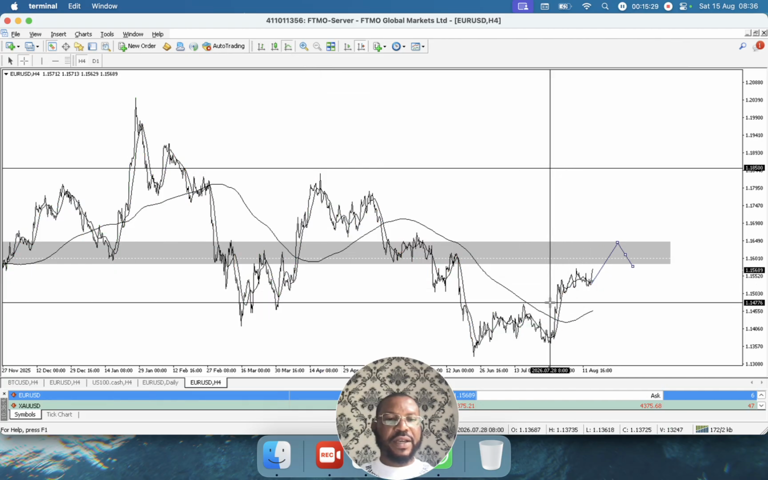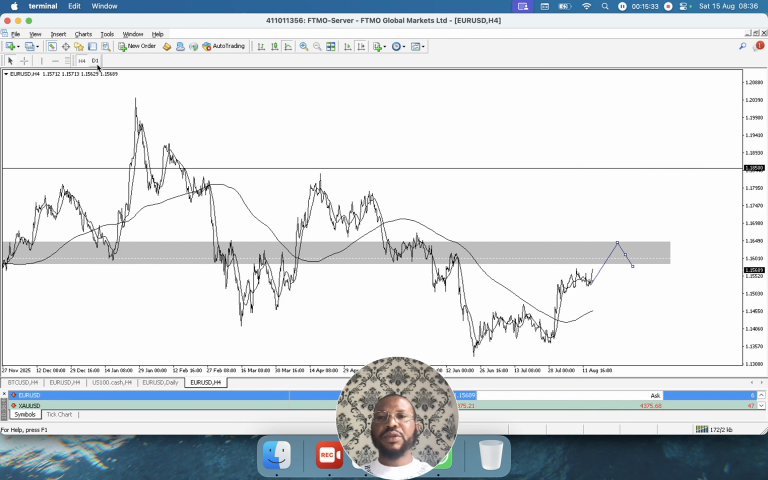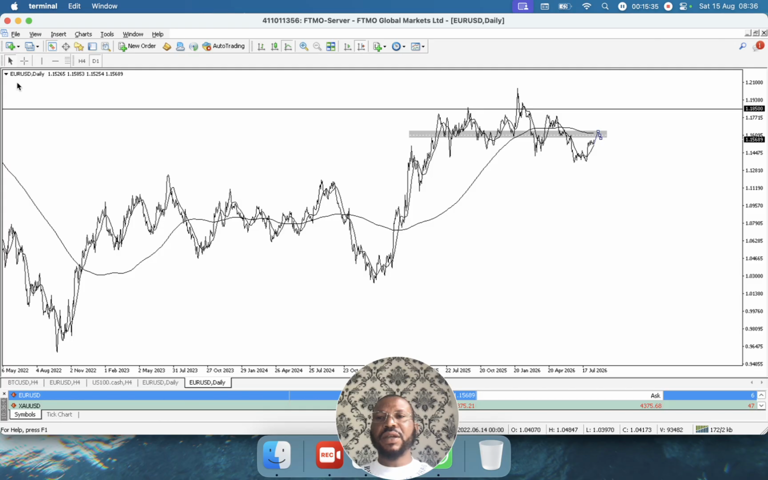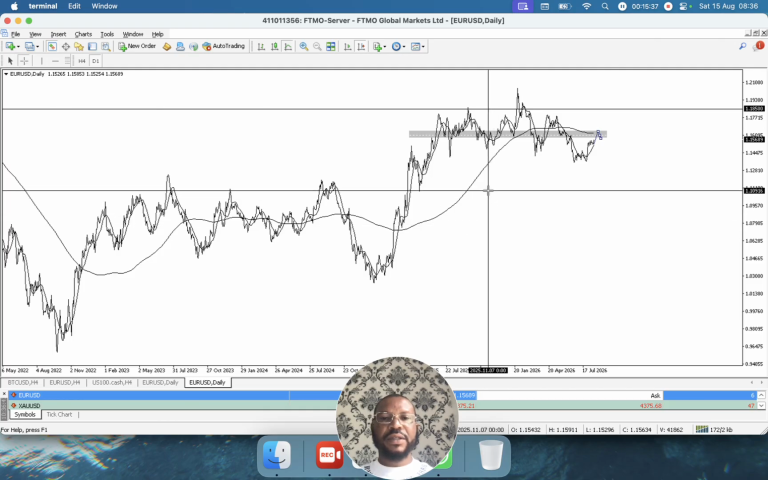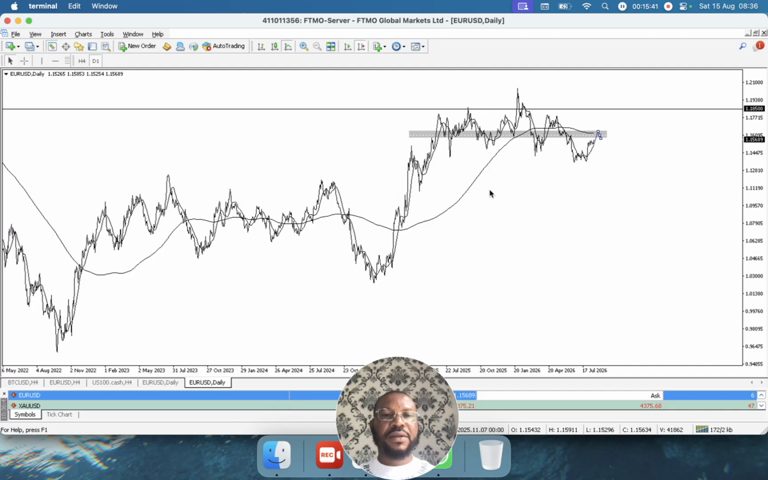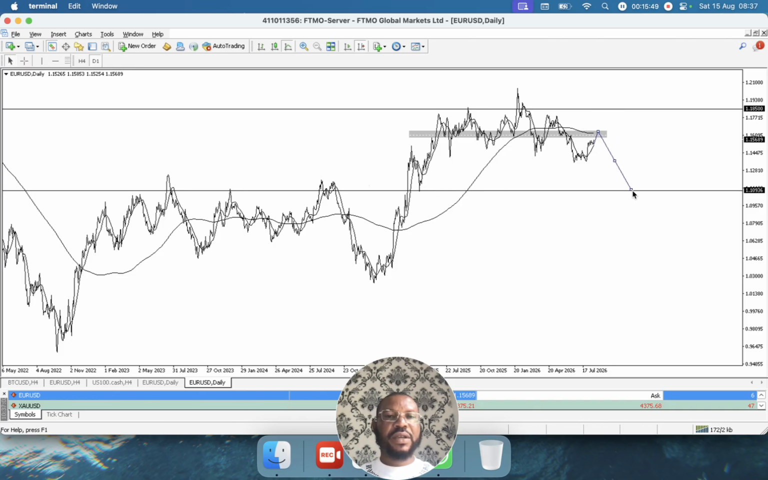TP1 will come before this support area here, 1.1476. Then your TP2 will come down to this demand area at 1.10916. So we'll be taking the EURUSD back down to this area.